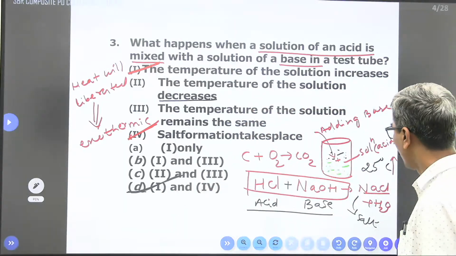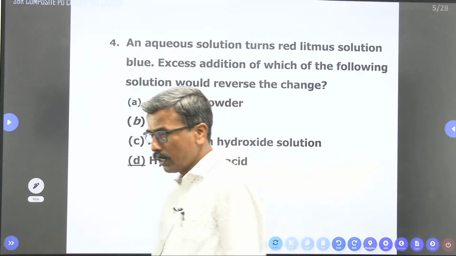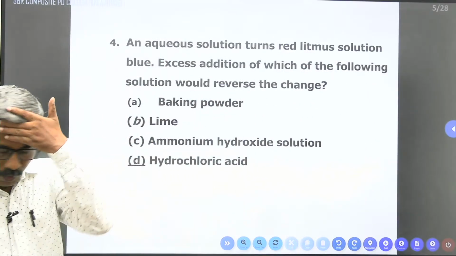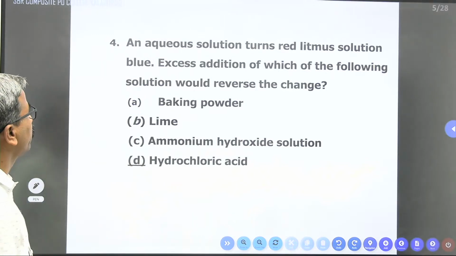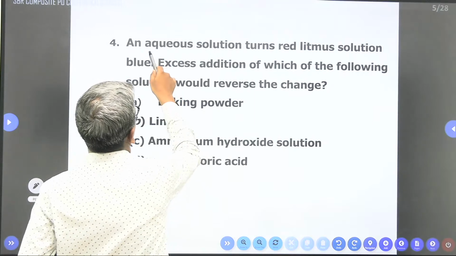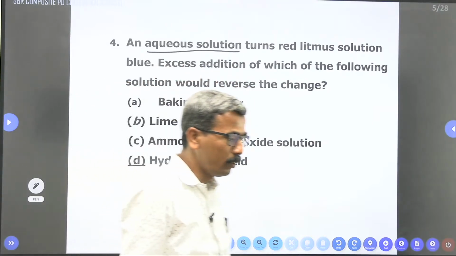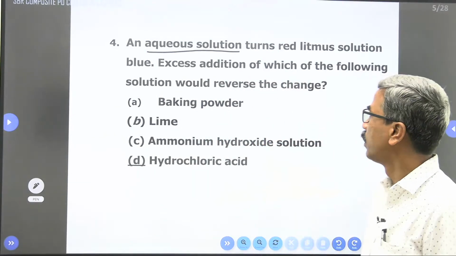It is 194, 194. Moving to next question. That is question number 4. The statement of the question is, they have got an aqueous solution. An aqueous solution means a particular compound is dissolved in water. So that is called aqueous solution.